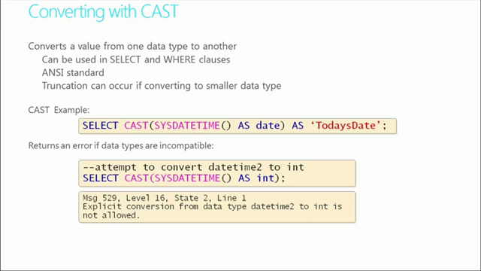Select cast sysdate time as date, as today's date. It can return an error if the data types are incompatible. So if I'm doing a select cast sysdate and I want to return that as an integer, we're going to get a little bit of feedback on that, as in explicit conversion from data type to int is not allowed.